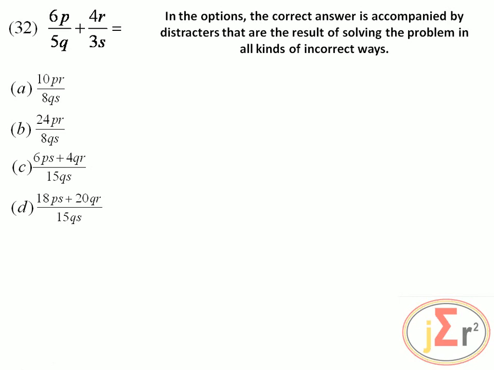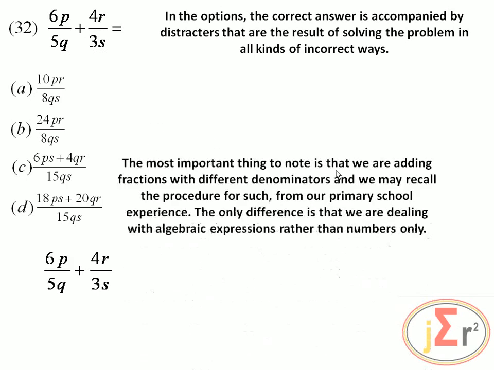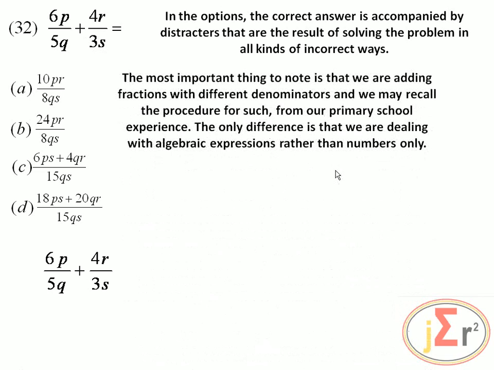And of course, we are adding two fractions, 6p over 5q. We are adding that one to 4r over 3s. So we are adding these two fractions, and we are to determine the correct answer from the options that we have there. The most important thing to note is that we are adding fractions with different denominators, and we may recall the procedure for such from our primary school experience. So we have learned how to add fractions that have different denominators from our primary school experience.